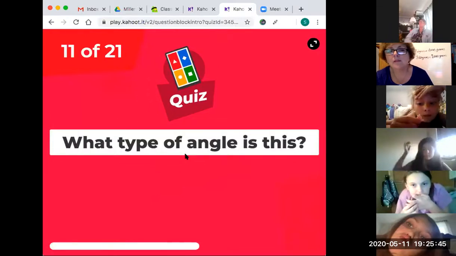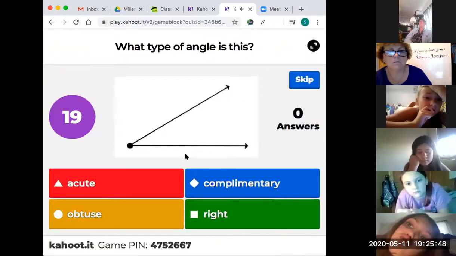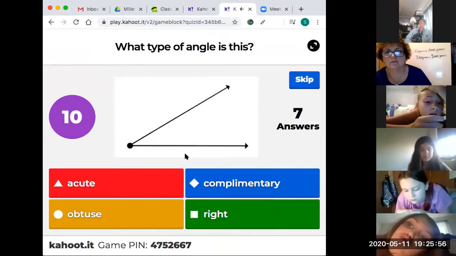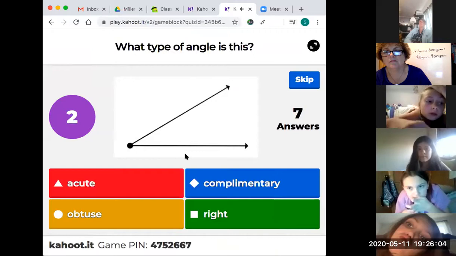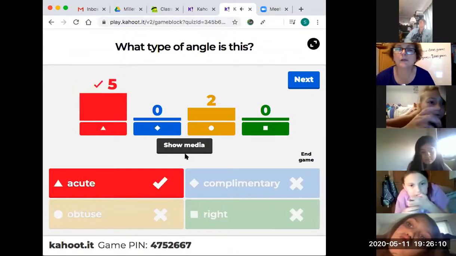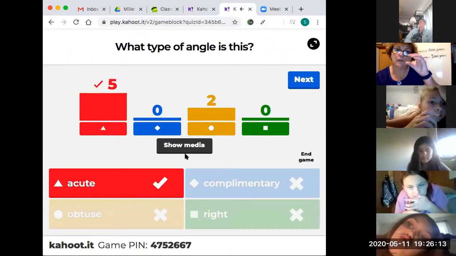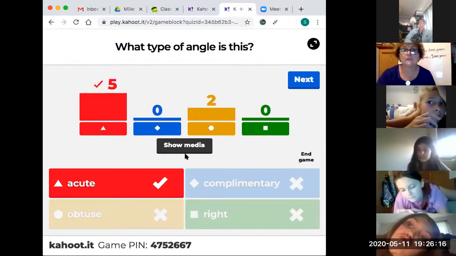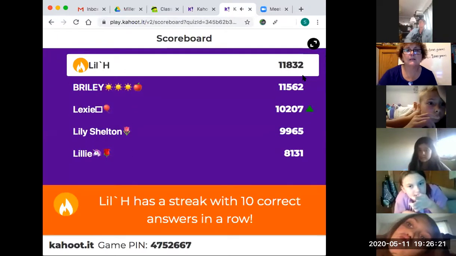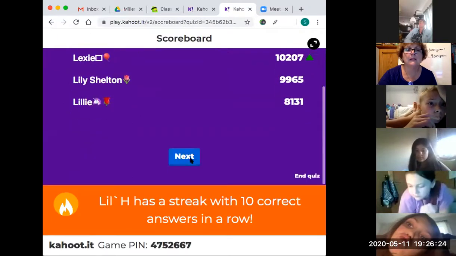7. What type of angle is this? Look at this angle. Remember, acute meant small, like a baby, a cute baby. Cute was small. This one was an acute angle. Okay. All right. We still have Havoc and Briley in the lead.